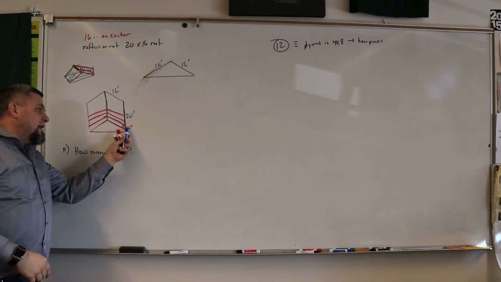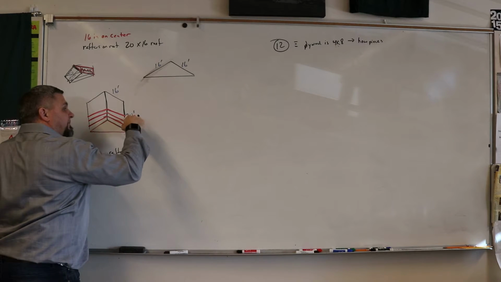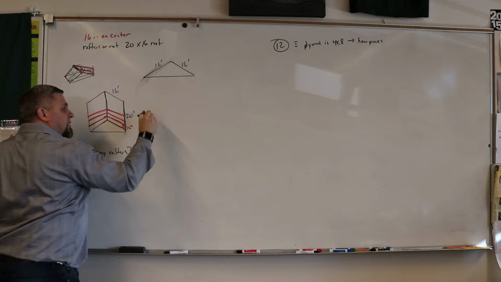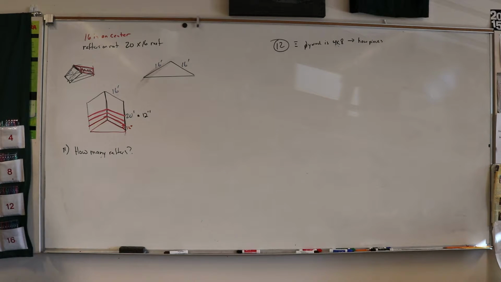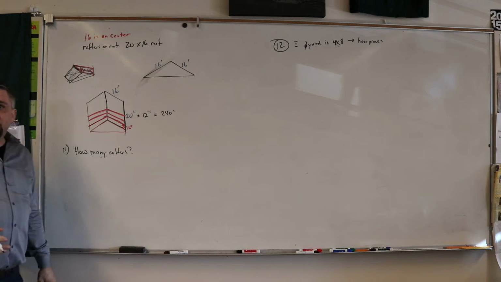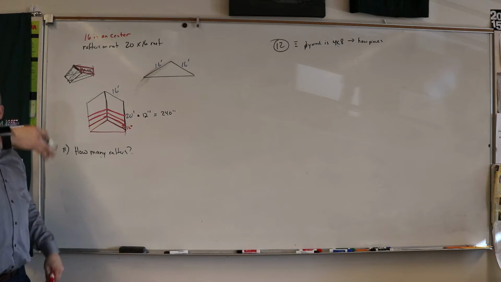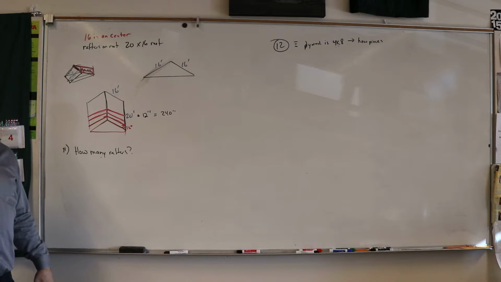So since we're doing 16 inches and this is in feet, we need to multiply the feet by how many inches there are in a foot, and then we can figure out how many inches are in 20 feet. Does that make sense? Okay, so what's 20 times 12? Because there's 12 inches in a foot, right? 240 inches. Okay? Alright, then how many times does 16 go into 240?